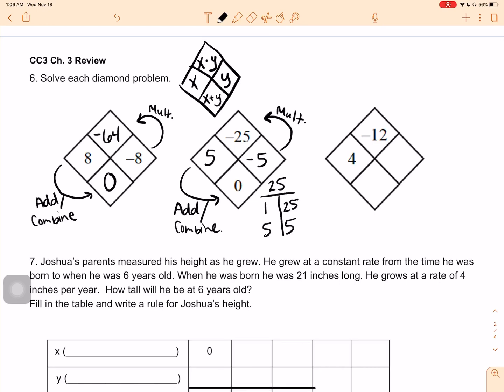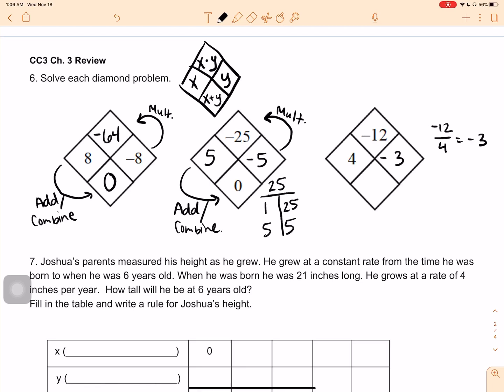All right, so for this last one, since we have to multiply to get the top, we have to divide to go backwards. So -12 divided by 4 is equal to -3. Because whenever you divide like that, you will find out what number the one on the bottom was being multiplied by.